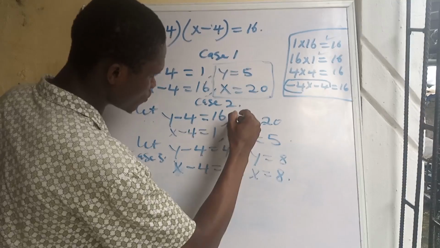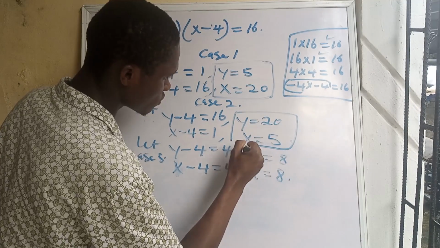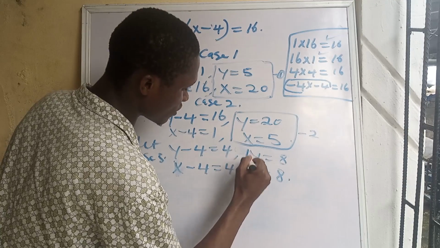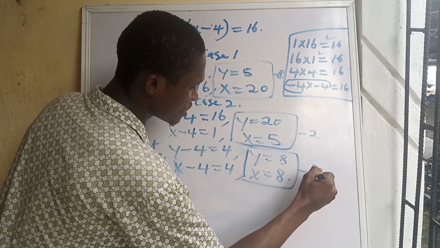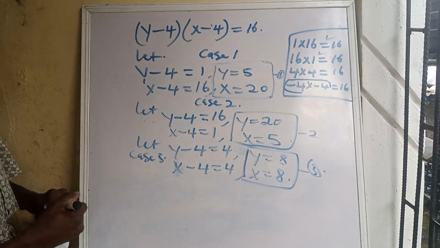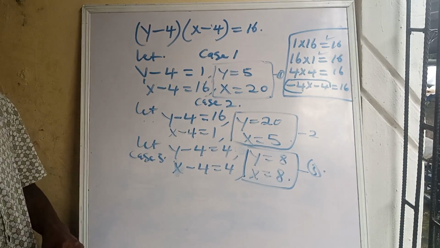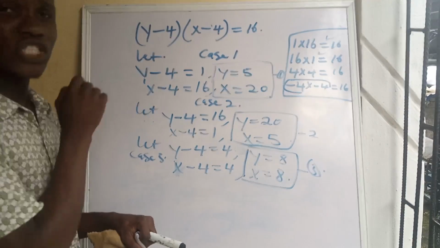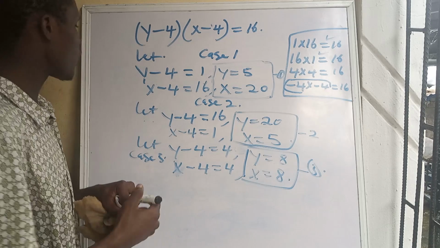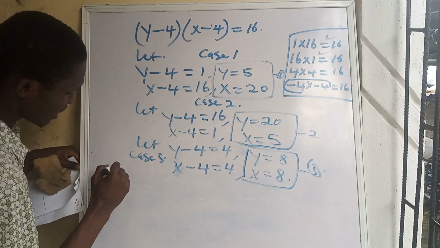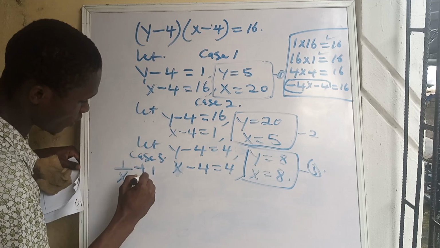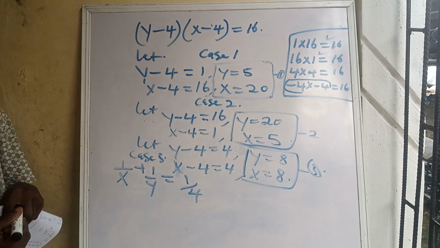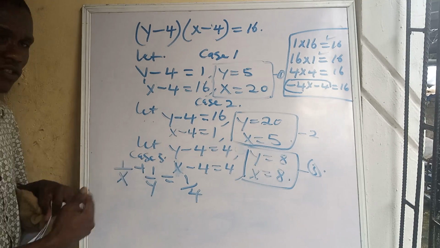So this is your case 2. I can call this one 1, this one 2, then this is your 3, case 3. So we are going to pick any of the cases, then plug the values of x and y into our question to see whether it's going to give us 1/4. Recall, our question says 1/x plus 1/y is equals to 1/4. Right?